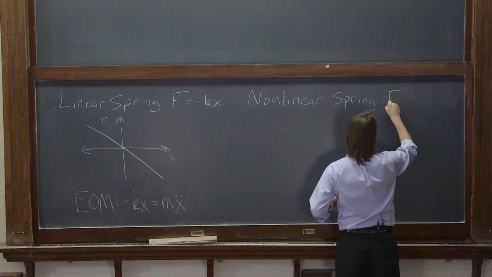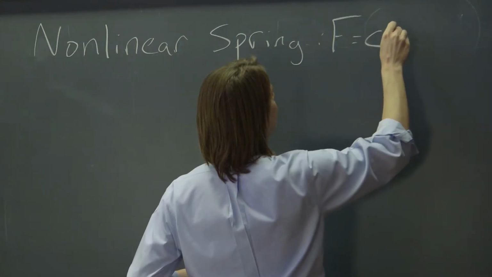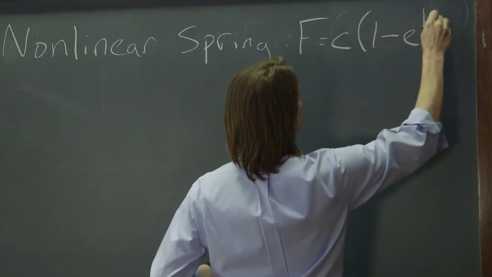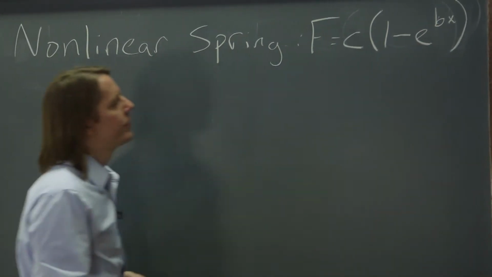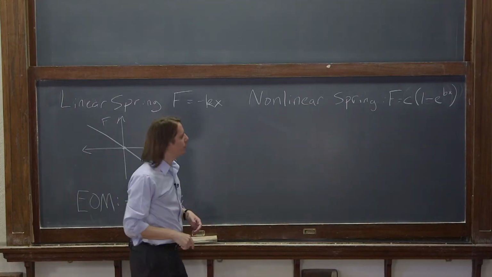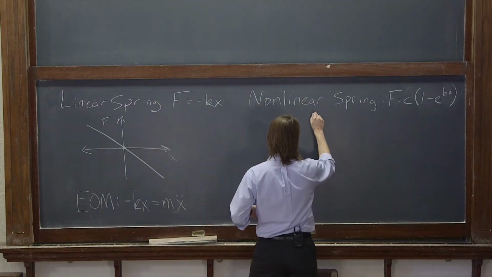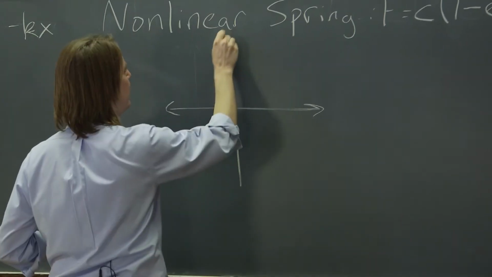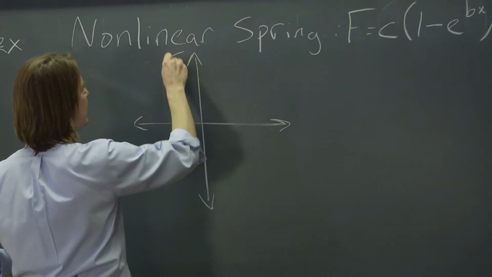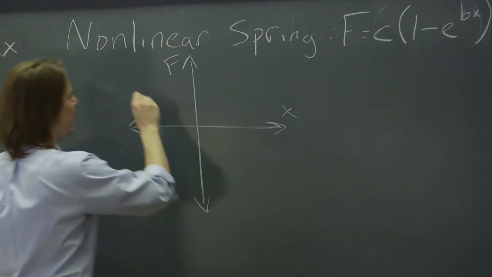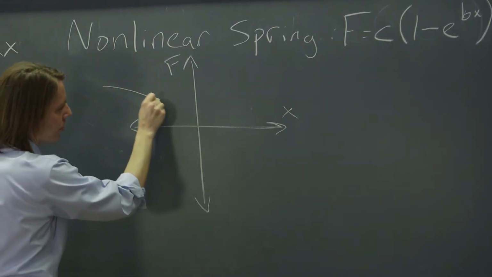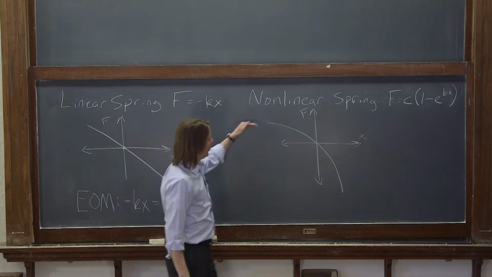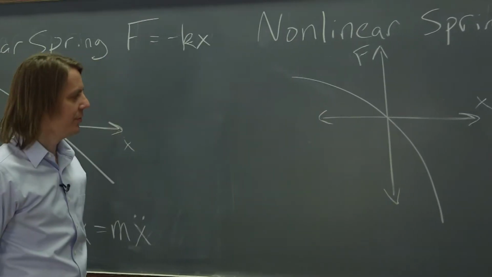And I'll just make one up. Let's say F equals a constant times 1 minus e to the bx. That could be a spring because if I plot that function, it looks a little bit like this. If this is f and this is x, it kind of comes and curves down like that. Okay? So clearly the plot is nonlinear.